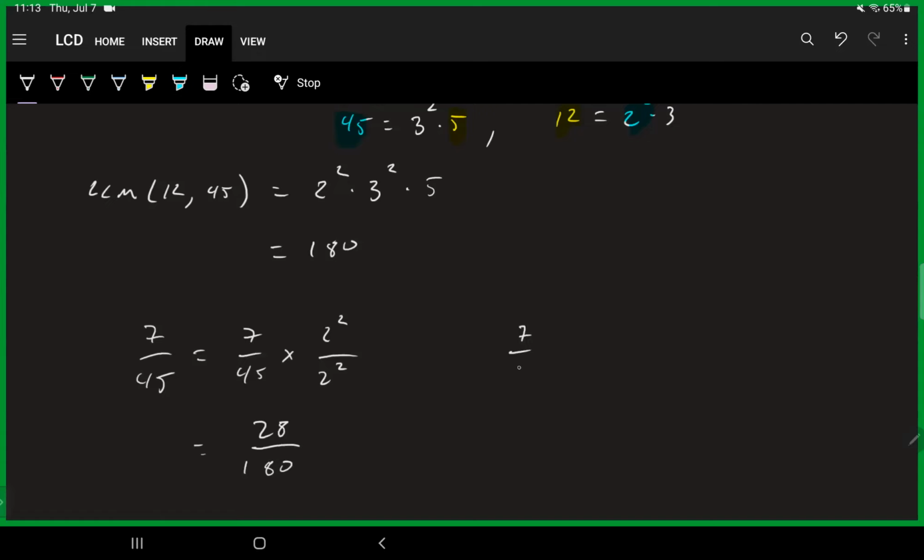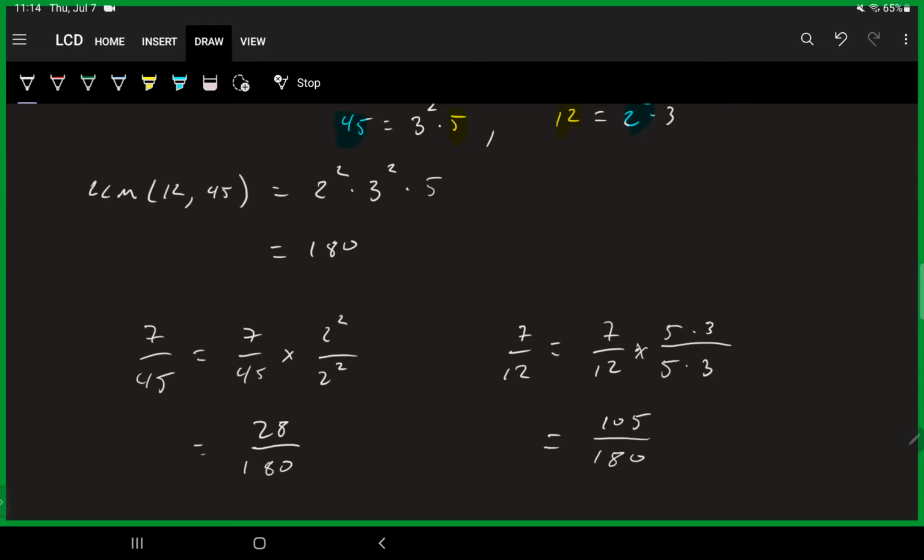And 7/12. What are we missing on 7/12? So I said we're missing a 5 and a 3. Okay, so it's going to be 60 times 3 is 180 on the denominator, so that's good. And 35 times 3 is 105. So we get 105/180 there.